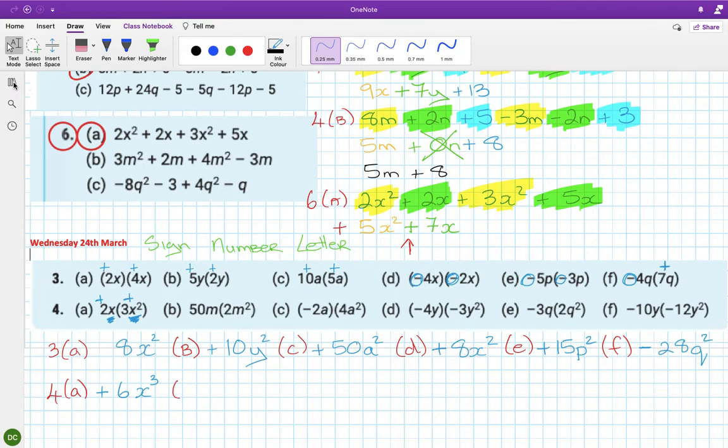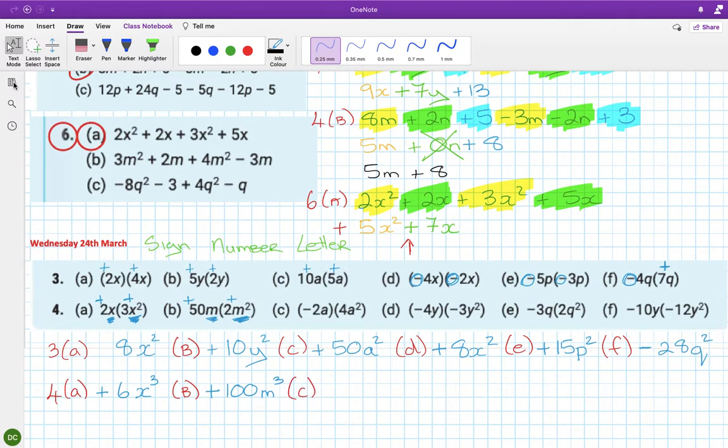Second one, so this is a plus and this is a plus, which means my answer is plus. Signs are the same, so the answer is plus. 50 multiplied by 2 is 100. And then the letters, I have M here and I have 2 M's over here. So in total, I have 3 M's, or M to the power of 3.